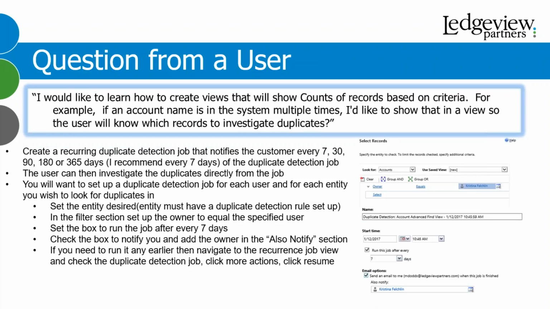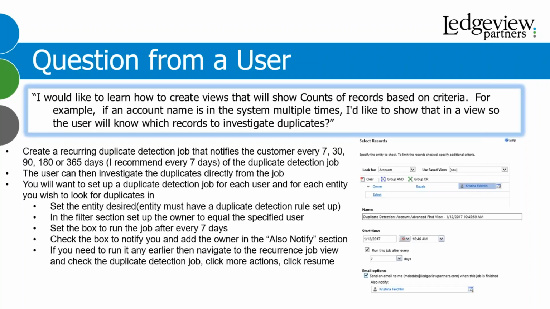Our next question is, I would like to learn how to create views that will show counts of records based on criteria. For example, if an account name is in the system multiple times, I'd like to show that in a view so the user will know which records to investigate for duplicates. Fantastic question. However, views do not have the same logic as a duplicate detection job. There's not a way to systematically show me all records that have the same name.